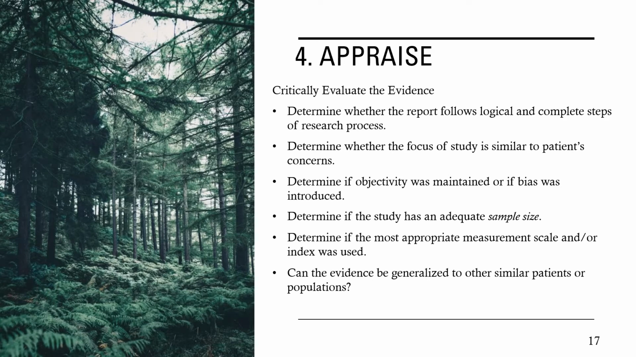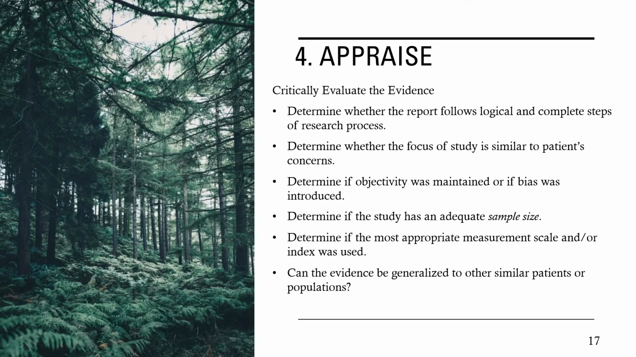So you're going to want to find research studies that are similar to what your patient needs. You're going to determine if objectivity was maintained or if bias was introduced. And in this, we want to make sure that there's no subjectivity in our research, right? You're going to determine if the study had an adequate sample size. So there's different types of studies, and different studies have different sample sizes, and we'll talk about those later. You're going to determine if the most appropriate measurement scale and/or index was used. And again, we'll talk about that later.